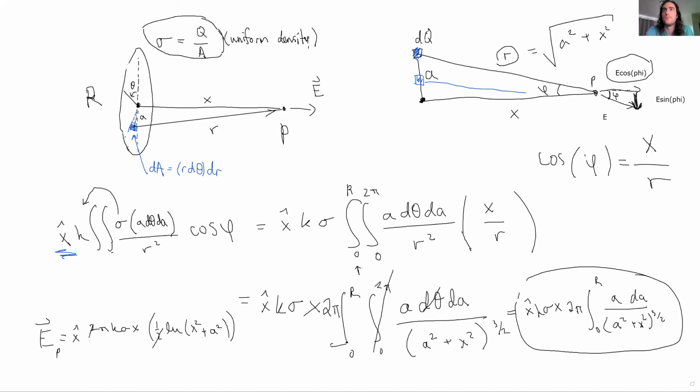Okay. May I ask, go ahead. What about that 3/2 that was in the integral? Oh, wait a minute. Did I not? There's a 3/2. Oh my God. How did I not notice that?